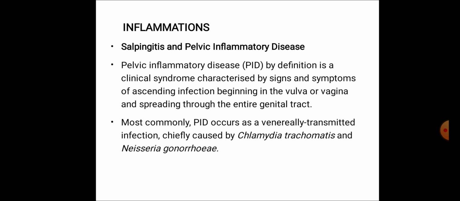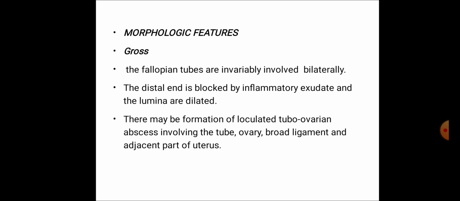Coming to inflammation, salpingitis and pelvic inflammatory disease. Pelvic inflammatory disease, by definition, is a clinical syndrome characterized by signs and symptoms of ascending infection beginning in the vulva or vagina and spreading through the entire genital tract. Most commonly, pelvic inflammatory disease occurs as a venereally transmitted infection, chiefly caused by Chlamydia trachomatis and Neisseria gonorrhoeae.